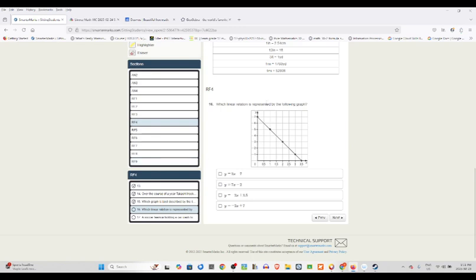Number 16, which linear relation is represented by the following graph? Our y-intercept is 7. That narrows it down shockingly quickly. Only one of these has a y-intercept of 7. You can also verify that the slope will be negative 2. When we have a drop in 2 from 7 to 5, we have a run of 1 from 0 to 1. So our slope is negative 2, our y-intercept is 7.